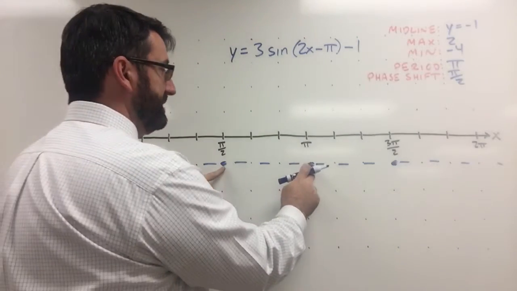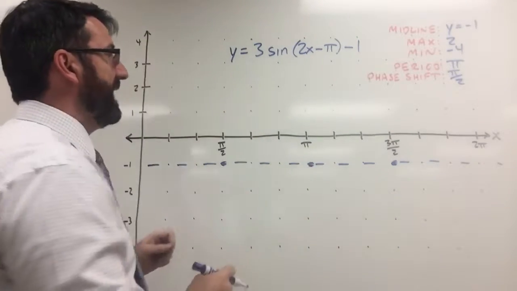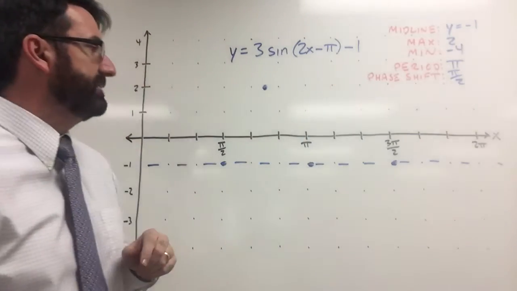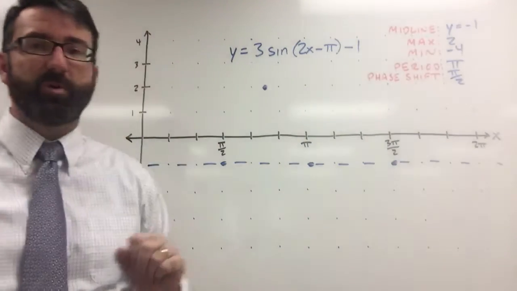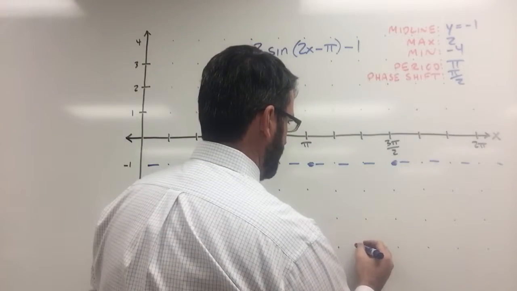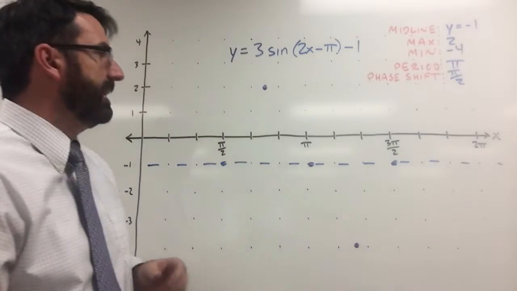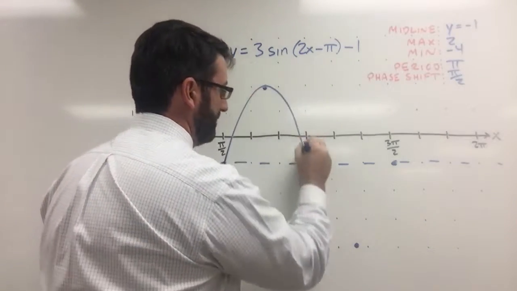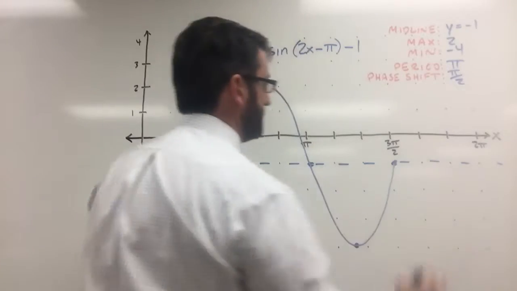Now halfway between these 2 points, we're going to reach our maximum of 2. So right there we're going to be at 2, and halfway between these 2 points, we're going to reach our minimum of negative 4. Now that we've got these 4 points, we can draw our sine curve just like that.